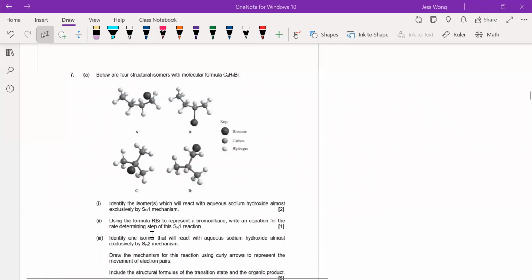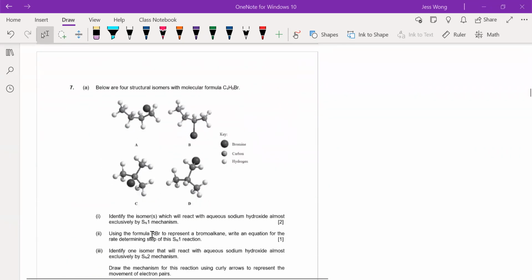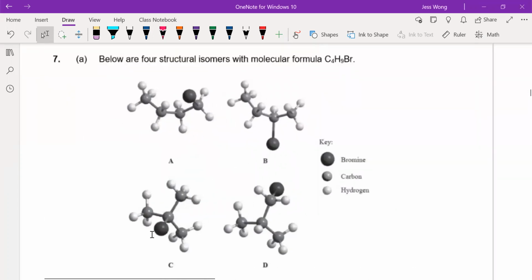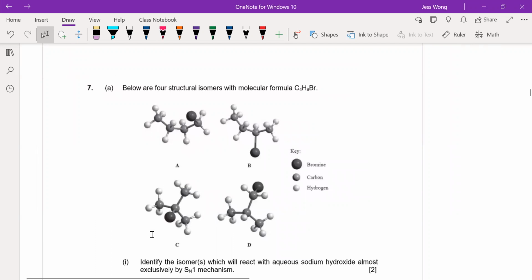Question 7. Okay, we still have 2 more questions for this. Below are 4 structural isomers with the molecular formula. Which one will react exclusively by using sodium hydroxide via SN1? Our job here first is to classify again. You can see this one has the white balls representing hydrogen. Therefore, this is a primary halogenoalkane.